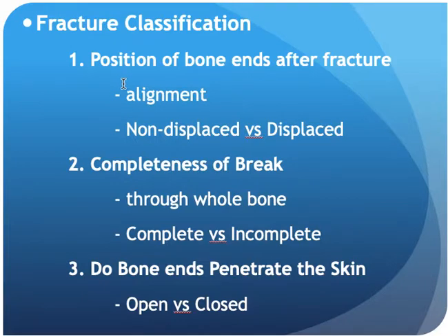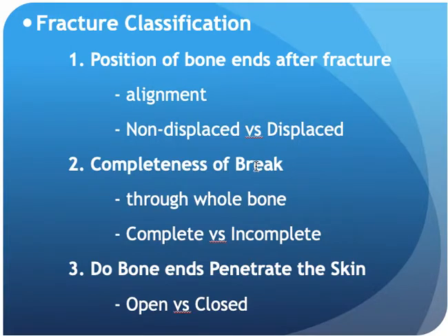So we're going to classify our fractures based on these three things. First, position of the bone ends after fracture. They're either aligned or no longer aligned. We term this non-displaced, which means they're still aligned, versus displaced, which means the pieces of the bone are no longer aligned properly.